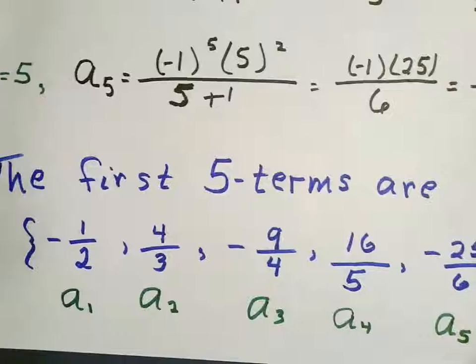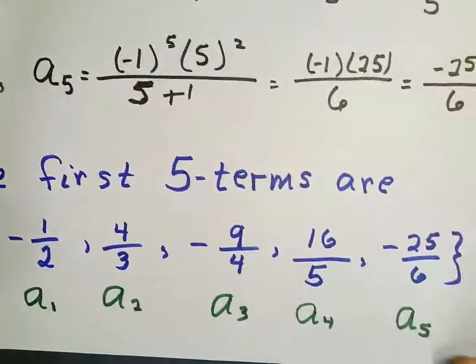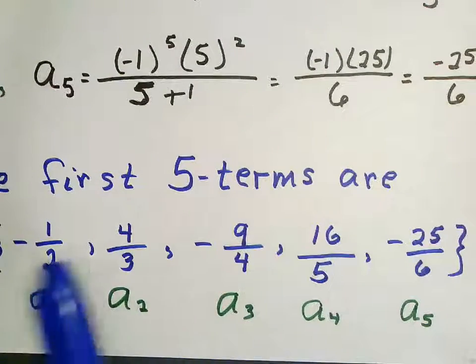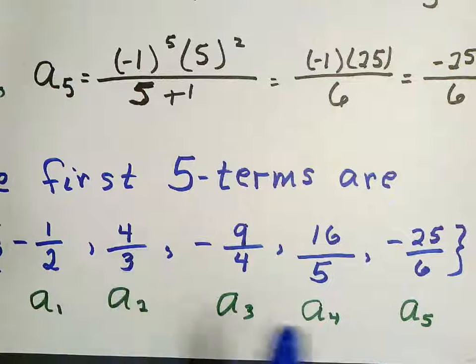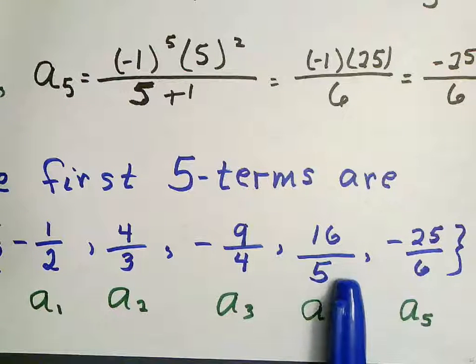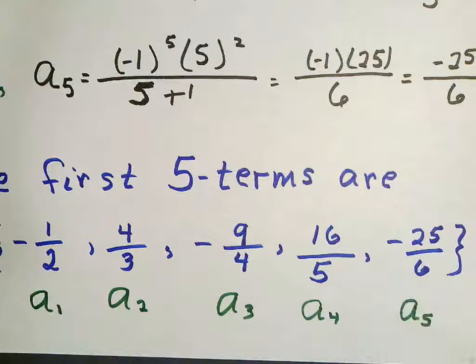So the first 5 terms of this sequence are negative 1 over 2, 4 over 3, negative 9 over 4, 16 over 5, and negative 25 over 6. A sub 1, a sub 2, a sub 3, a sub 4, a sub 5. The first 5 terms.